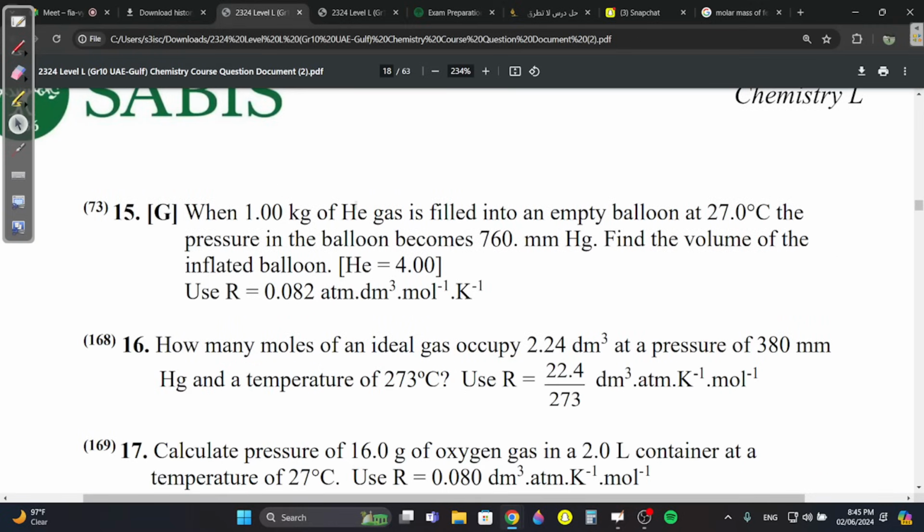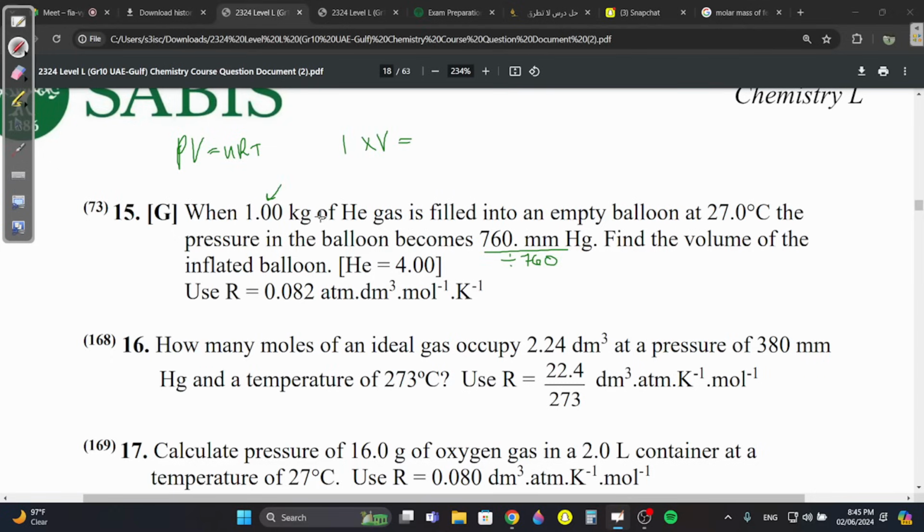Question 15. When 1 kilogram of helium is filled into an empty balloon at 27 degrees Celsius, the pressure becomes 760 mmHg. Find the volume. This also comes, these are all AMS questions. There's no P1, V1, P2, it's just one, so they want you to use the whole equation, PV equals nRT. Pressure should always be in atmospheres. You convert 760 mmHg by dividing by 760, so you get one atmosphere times the volume, which we don't know, equals nRT.